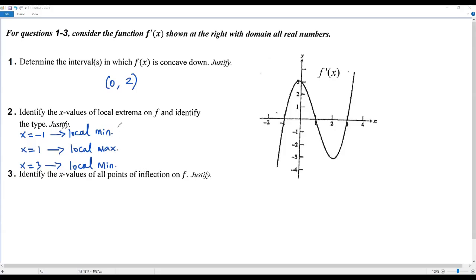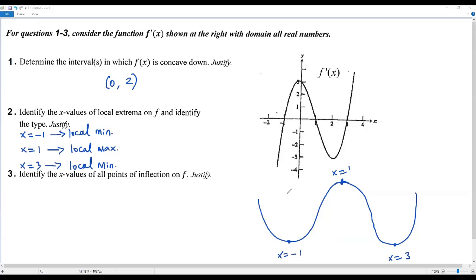For that, I am going to consider the results of question number 2. At x equals -1, we have a local minimum. At x equals 1, we have a local maximum. At x equals 3, we have a local minimum. Let me sketch a rough graph for f of x over here. At x equals -1, we have a local minimum. At x equals +1, we have a local maximum. At x equals 3, again we have a local minimum.